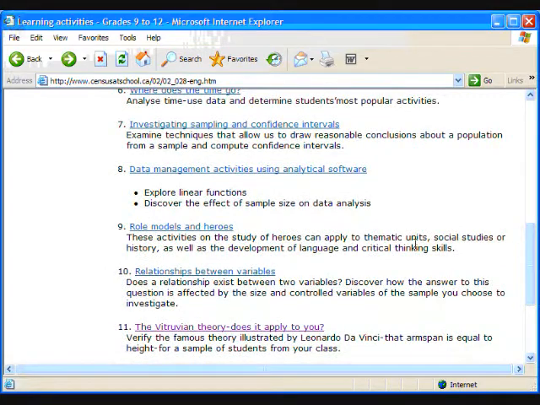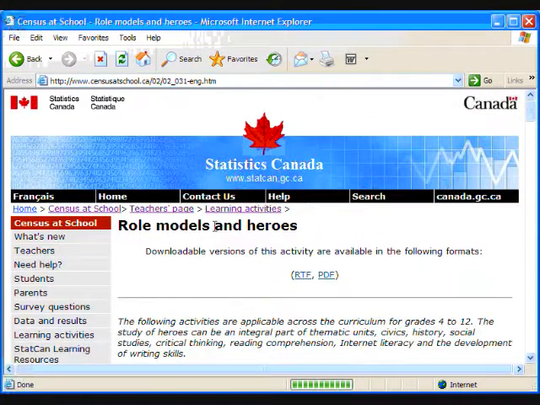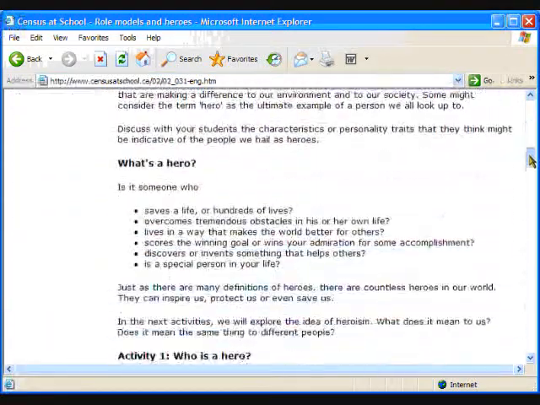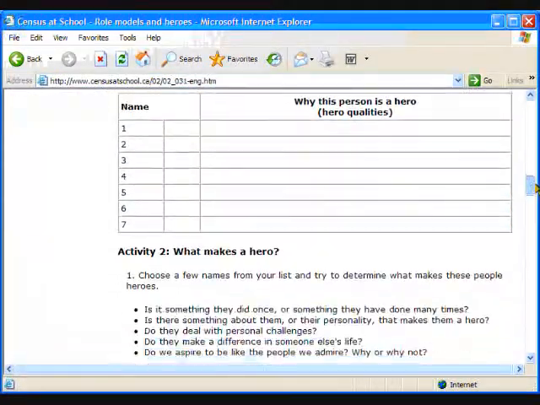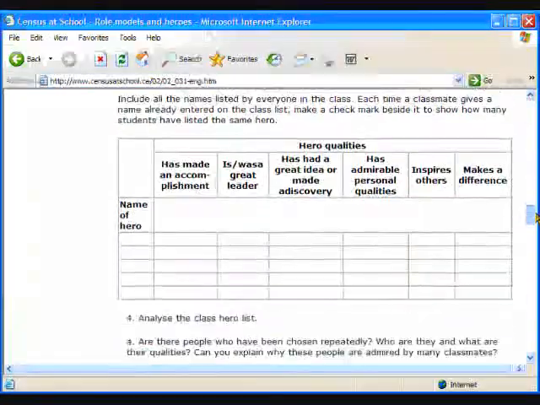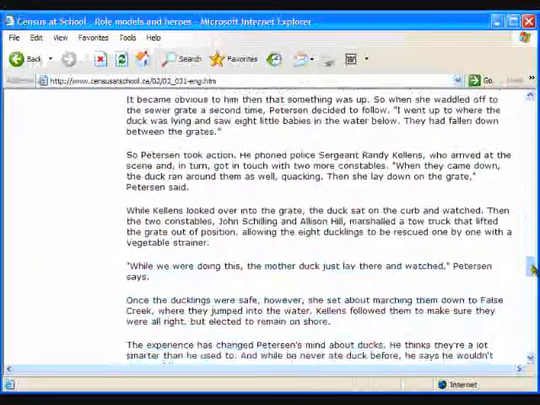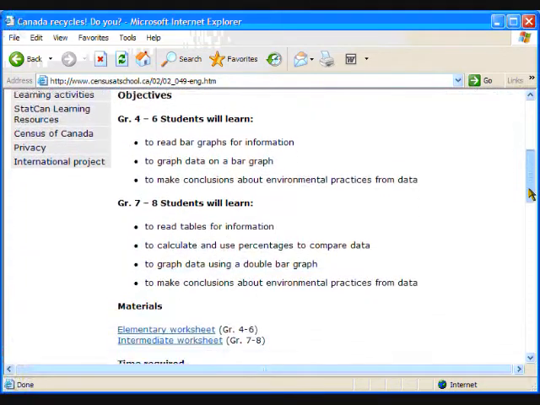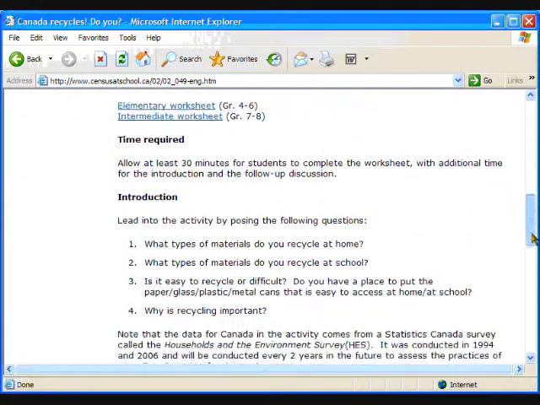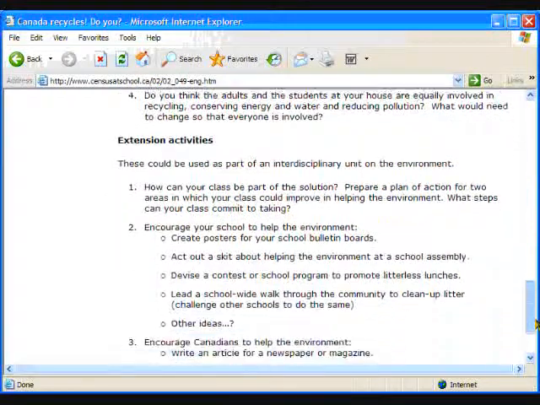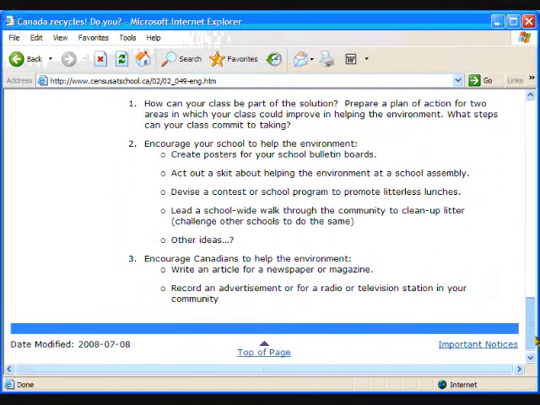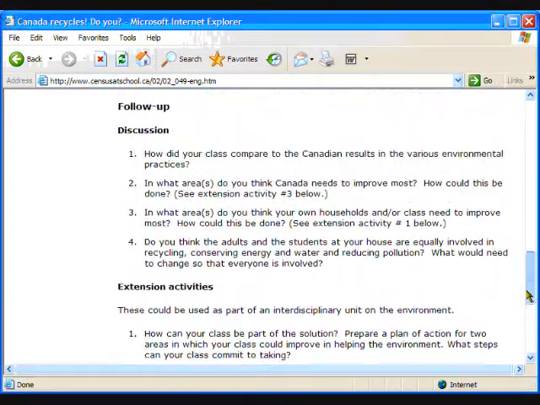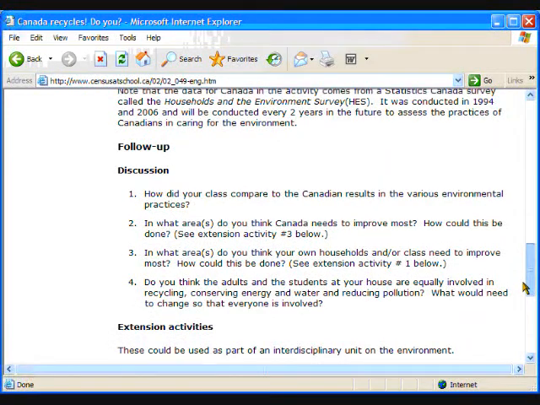Some of the lessons are designed to link with other subject areas besides math. Role Models and Heroes examines who the students look up to and what constitutes a role model or Canadian hero. This lesson can be used as part of a thematic unit in language arts, history, or social studies. The lesson Canada Recycles, Do You? fits nicely with the environmental science curriculum at various grade levels. It compares the students' responses to the environmental questions on their survey with Canadian responses to the Households and the Environment survey, and has students create comparative bar graphs.